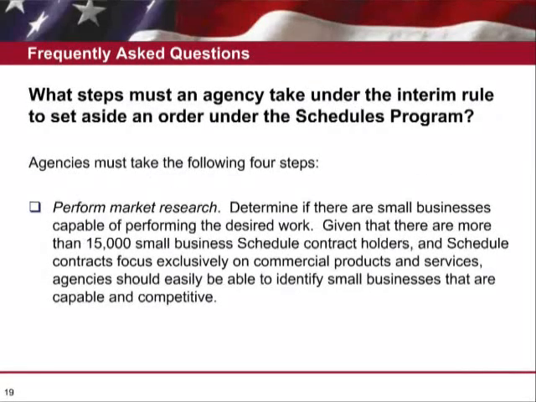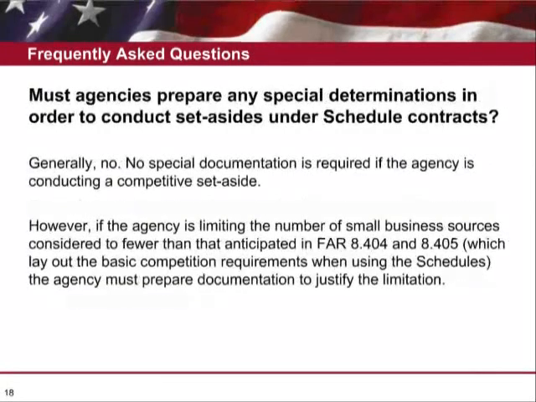Now, given that, let me go back a little bit. Given that there's more than 15,000 small businesses participating in the Schedules program, it should be very rare of an instance where an agency is unable to give consideration to a sufficient number of small businesses to comply with the competition requirements in 8.405.